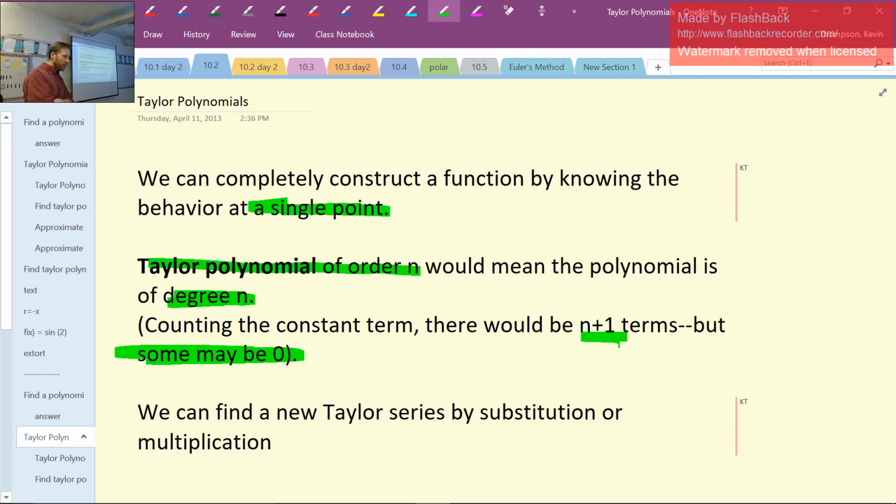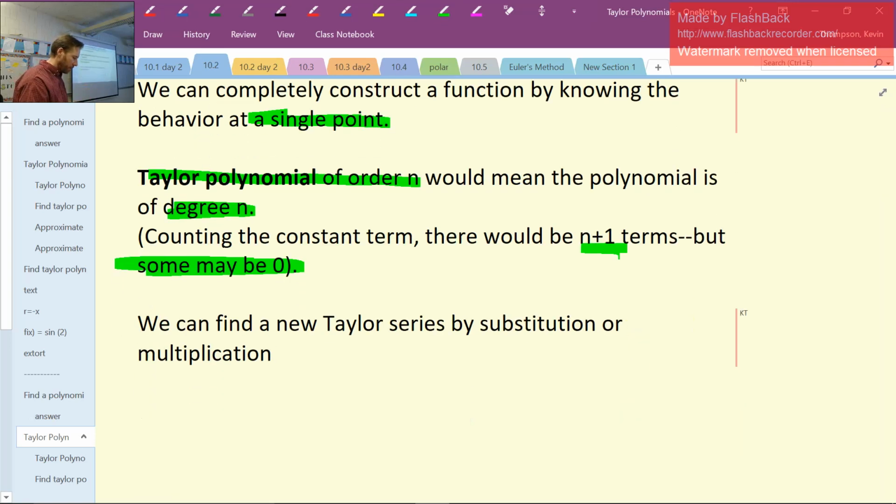And just like what we were talking about with our power series before, do you notice that really that's a similar idea just being extended today, right? We have powers of x that are increasing. And so we can find new Taylor series by substituting maybe, or multiplying, or doing something to it. And we're going to see some of that here.